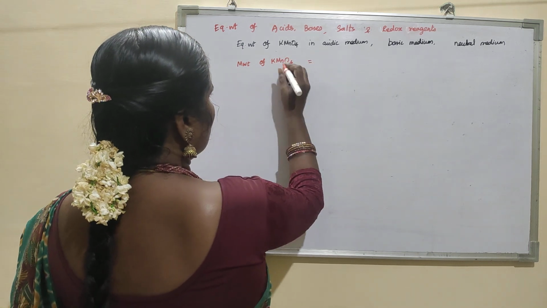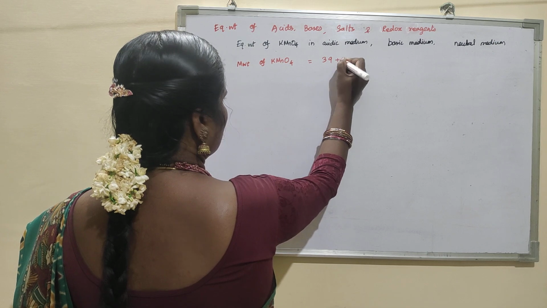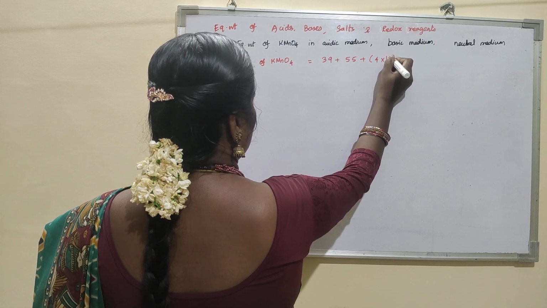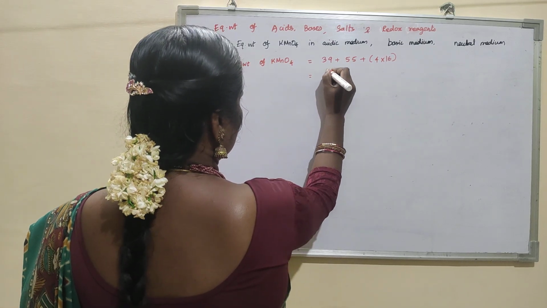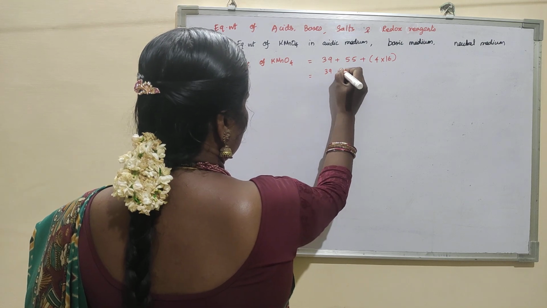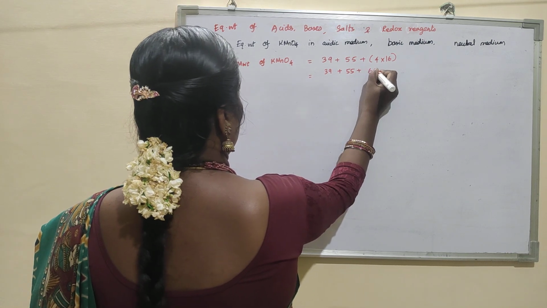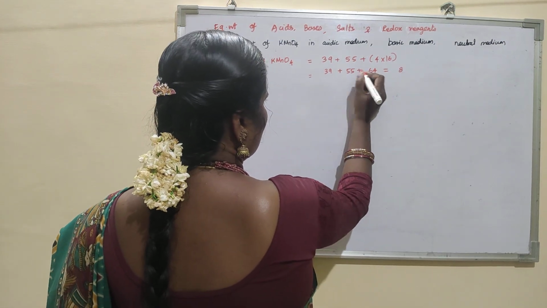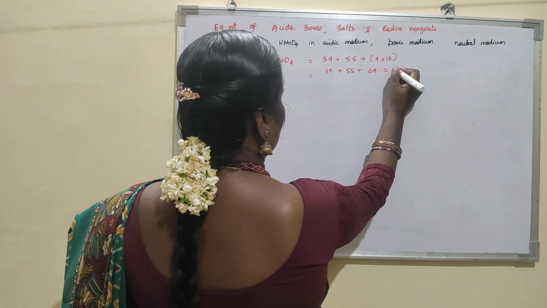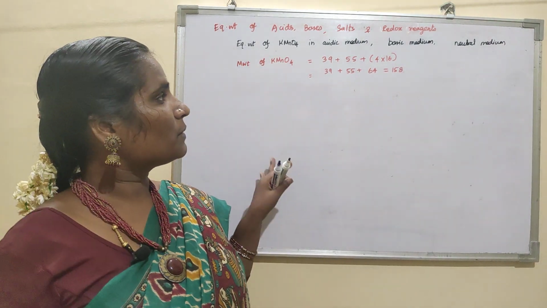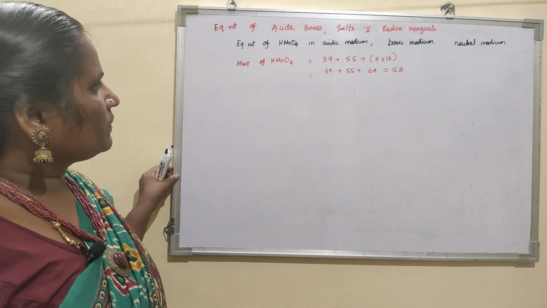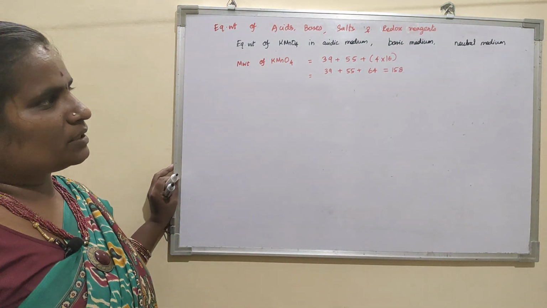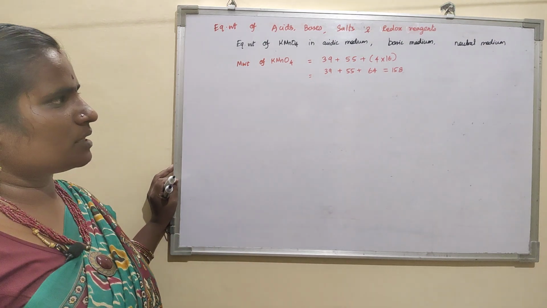So molecular weight of KMnO4 is equal to, potassium is 39, manganese is 55, and oxygen is 4 into 16. So this will be 39 plus 55 plus 64, that is equal to 158. So 158 is the molecular weight for the KMnO4. Depending upon the medium, we are going to see how many electrons are transferred in the reaction.